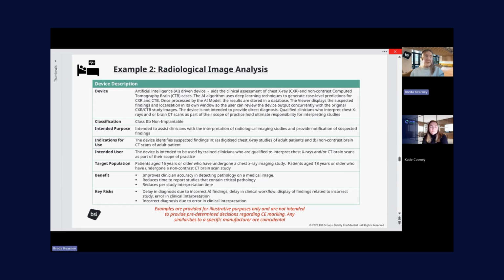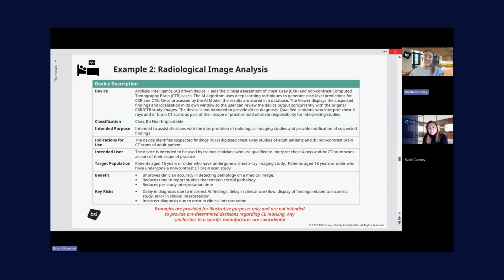The algorithm itself uses deep learning techniques to generate case level predictions for chest x-rays and brain CT scans. So this is predicting different types of diseases based on an X-ray image of either your chest or the brain. That's what it's doing. The viewer displays the suspected findings and localization in its own window so that the user can look at the original images concurrently.